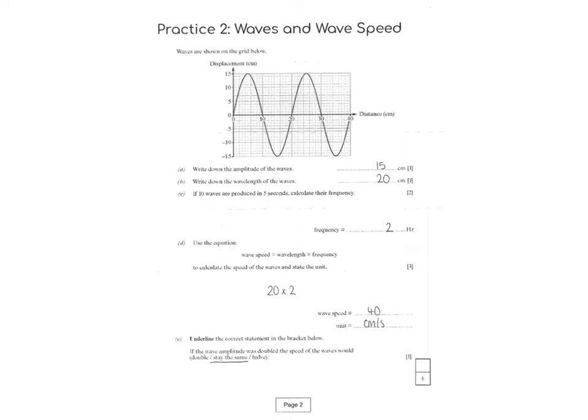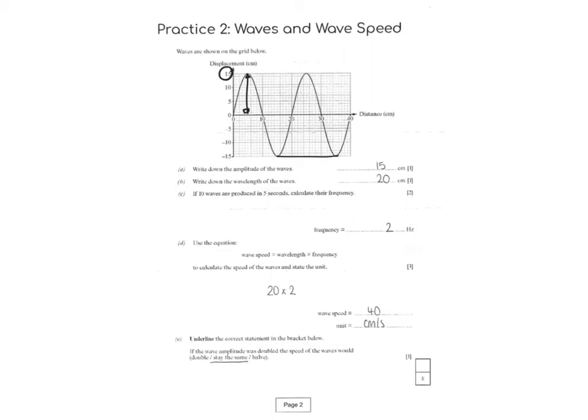Practice number 2, waves and wave speed. Waves are shown on the grid below. Write down the amplitude of the waves. So the amplitude, remember, starting from the 0 and the highest peak. So the amplitude is 15. Write down the wavelength of the wave. So the wavelength is to go from one point of the wave all the way to the next point on a wave, which is 20 centimetres.